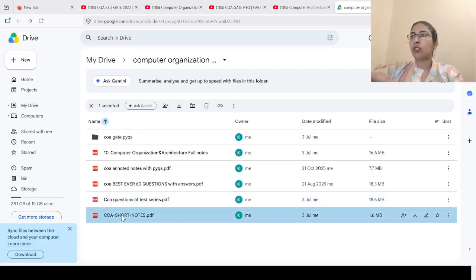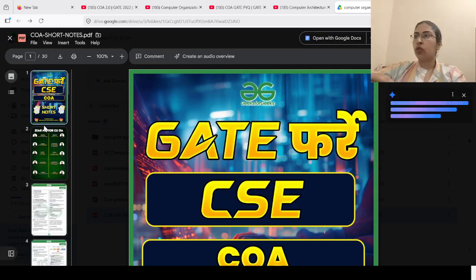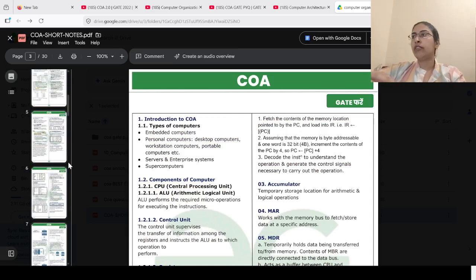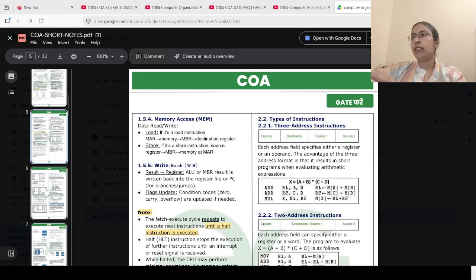Next is POA short notes. These are the short notes that I have taken from GFG. You can utilize them from this. Okay.